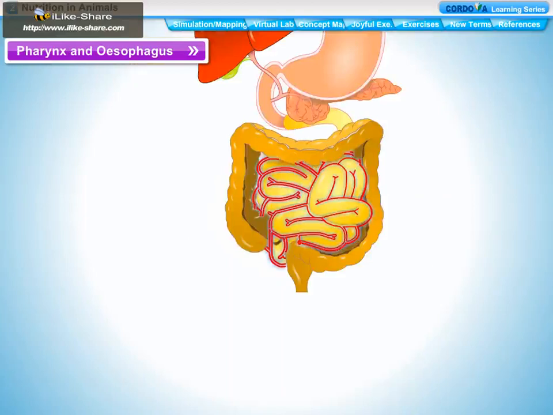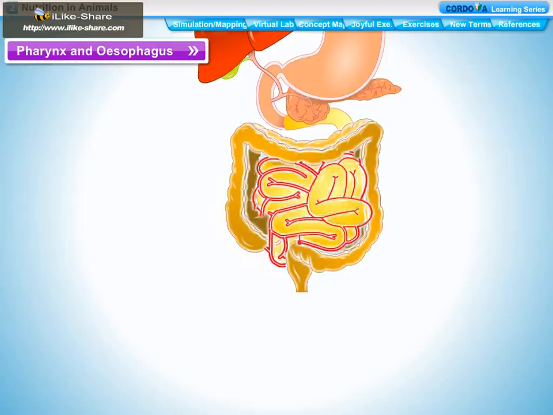Intestinal juices. The partly digested food now reaches the lower part of the small intestine. Digestion, which starts in the mouth, is completed in the small intestine. The enzymes in the intestinal juice act upon the partially digested food and convert it into simple soluble substances.